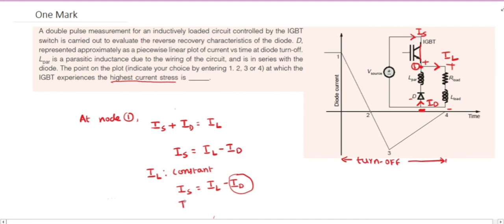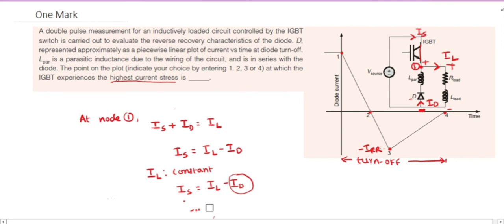Now at which point is the current flowing through the switch maximum? If you see, I_S maximum happens when, let me see here on the characteristics, at point 3. What is this current? This is a negative current. Is it correct or not? This is the peak reverse recovery current, that is minus I_RR. At this point, what is the diode current? It is 0. At this point, what is the diode current? It is positive. At this point, what is the diode current? It is 0. Now at this point, this is the peak reverse recovery current, that is minus I_RR.